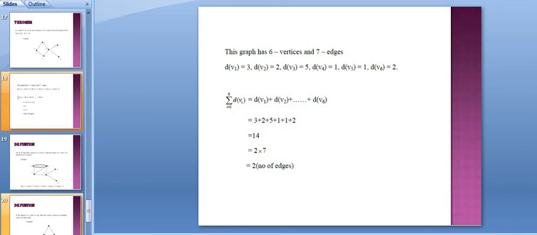According to the theorem, we will take the sum of the degrees of each vertex of the graph, which is nothing but d(v1) plus d(v2) etc. up to d(v6). Summing all these values we get 14. So 14 can be written as 2 into 7. Here 7 represents the number of edges. This proves the theorem.